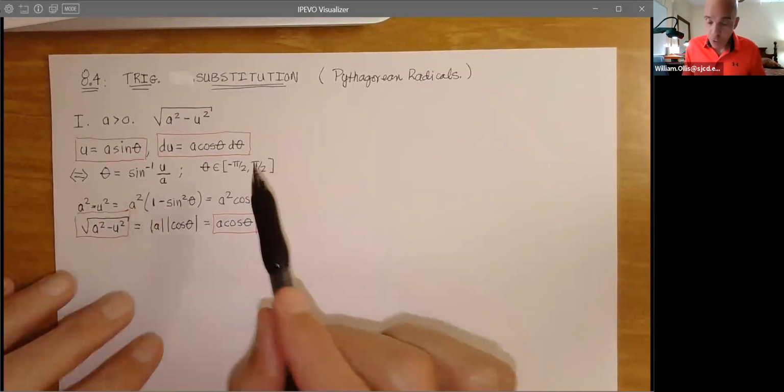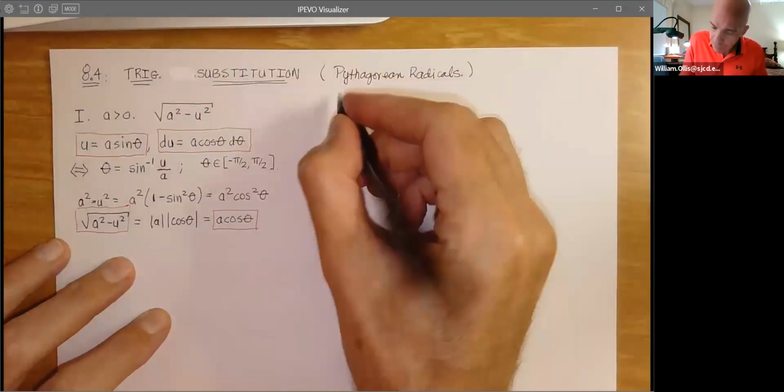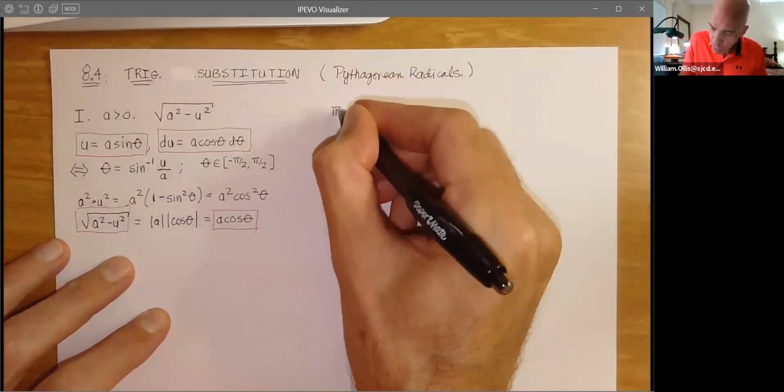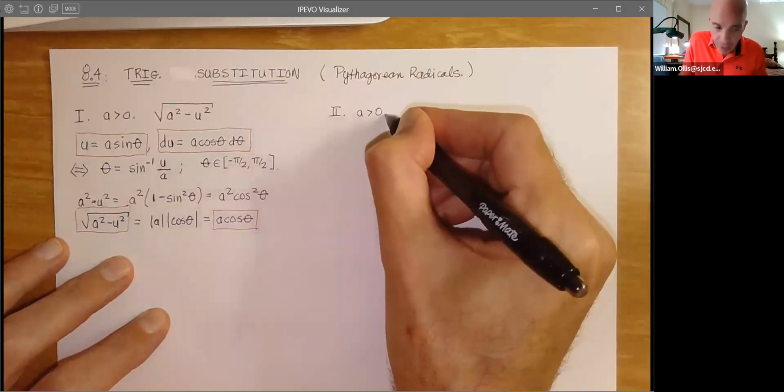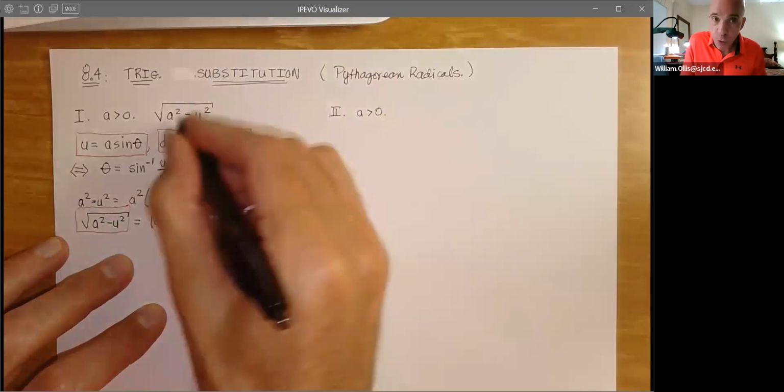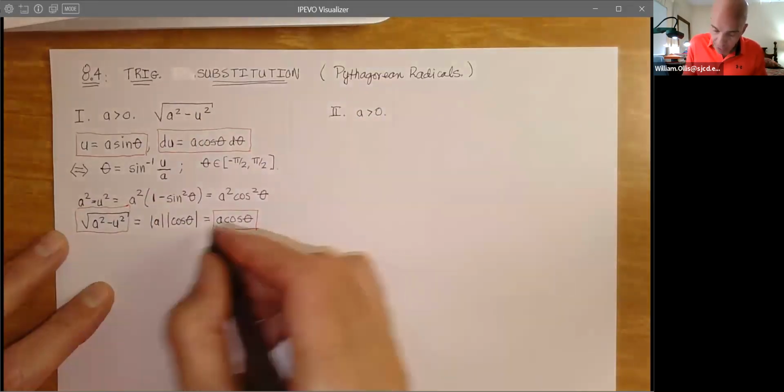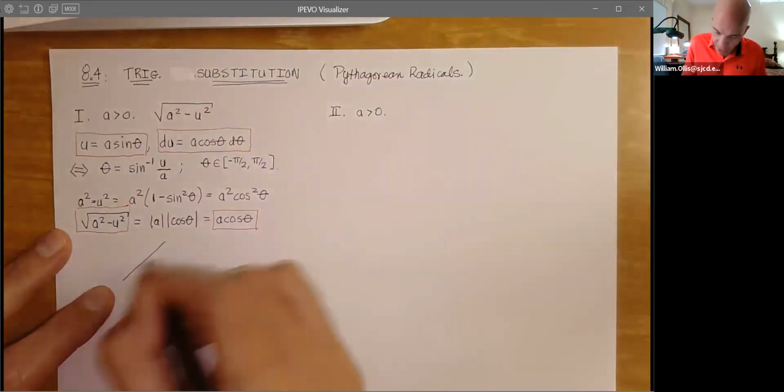Now, that's the first step. The other one, there are two more. We can have a is positive, and we could have the situation where these are flipped around. And now, let me just go ahead and draw the triangle with this.